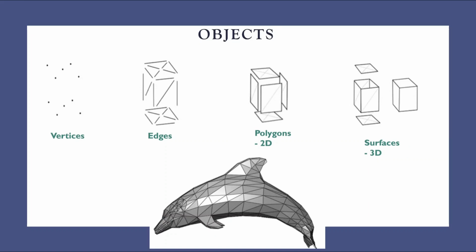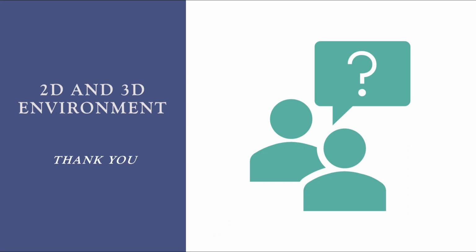I hope you all are clear now what is 2D representation and 3D representation, and how they create the polygons and how they create the objects.